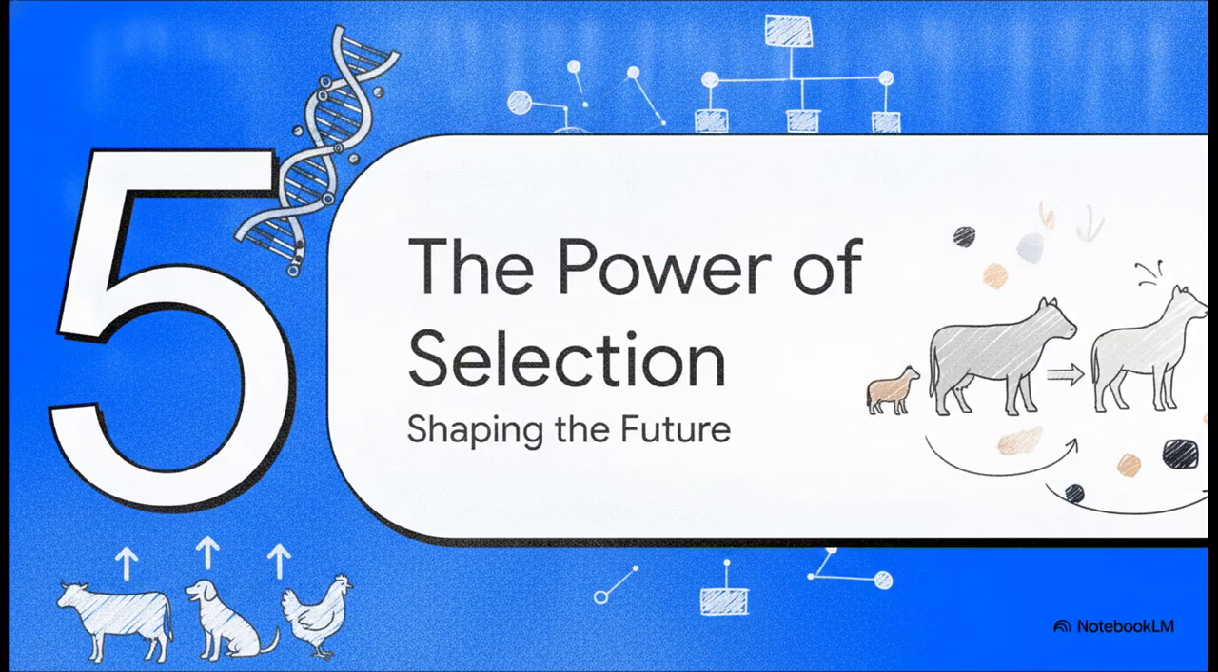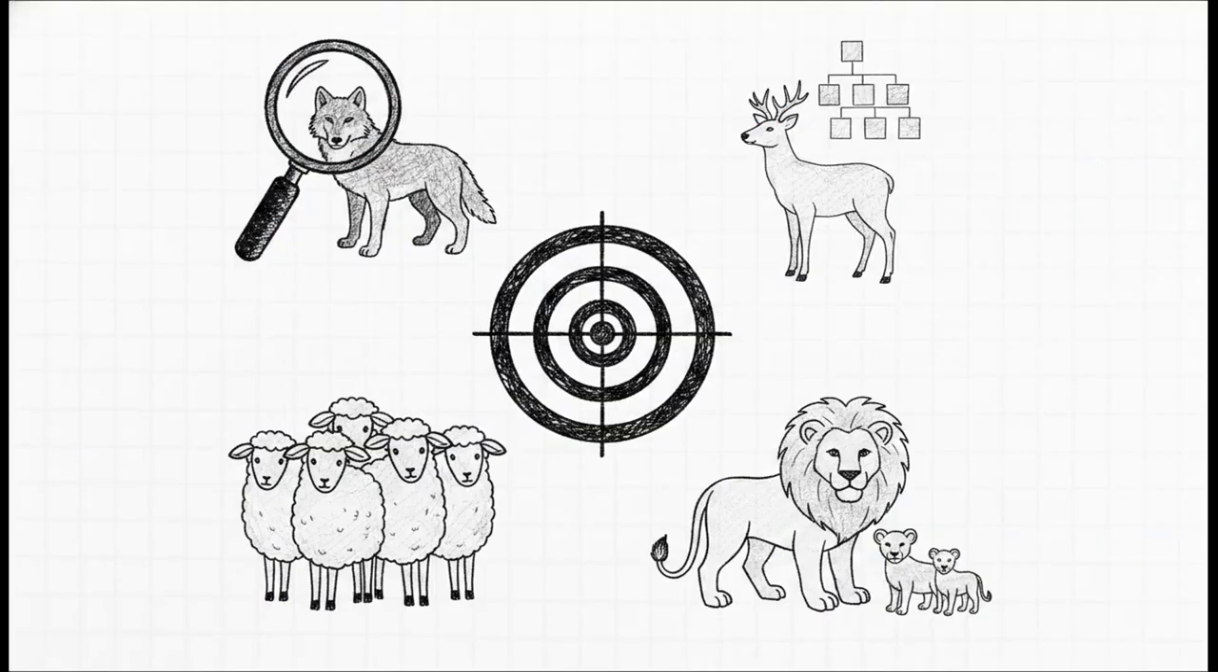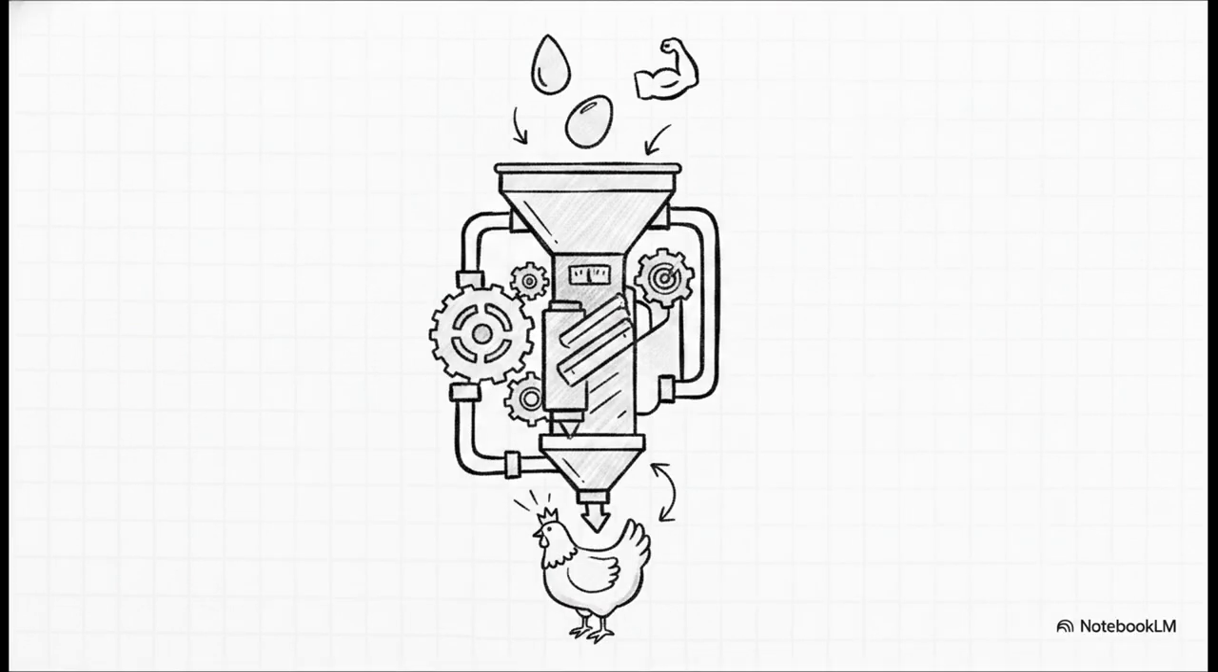Which brings us to Section 5, the power of selection and how we're shaping the future. When breeders are targeting just one single trait, they've got quite an arsenal of methods. They might use mass selection based purely on the animal's own phenotype. But if a trait takes years to show up, they might rely on pedigree selection to look at ancestors, or family selection to look at relatives. And for the ultimate proof of genetic worth, they'll use progeny selection, actually waiting to see how the animal's offspring perform.